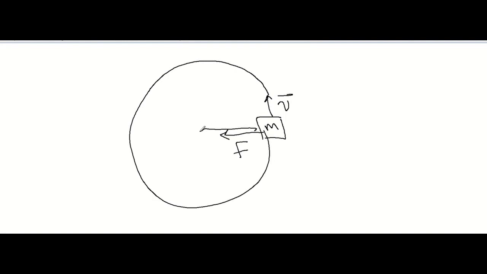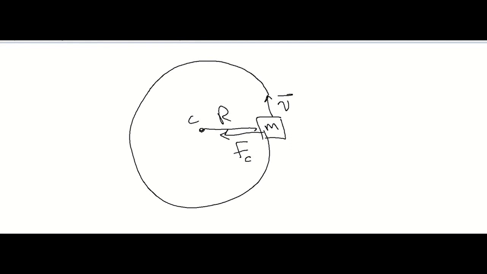If I have an object of mass m moving with a velocity v, and I apply a force that is perpendicular to my velocity, then I will create a circular path of radius r. The direction of this force is towards the center of the path, and we call this the centripetal force.